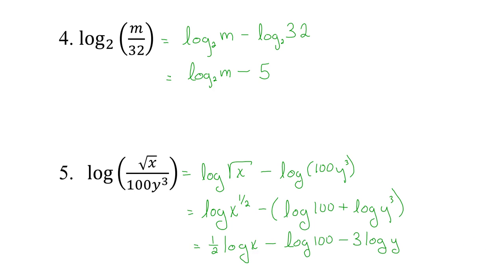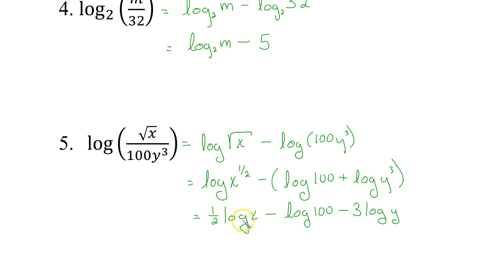Again, reminding you that this is the log base 10. There's nothing I can do to this first part. This becomes 1/2 the log of x minus the log base 10 of 100. We ask the question, 10 to what power gives me 100? And that answer is 2. And then we have minus 3 times the log of y. And that is going to be my final answer.